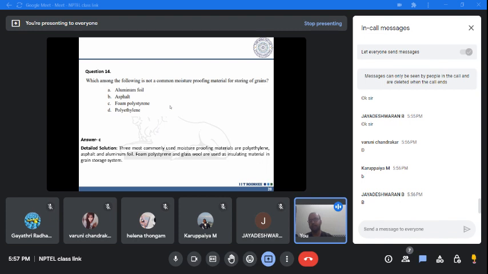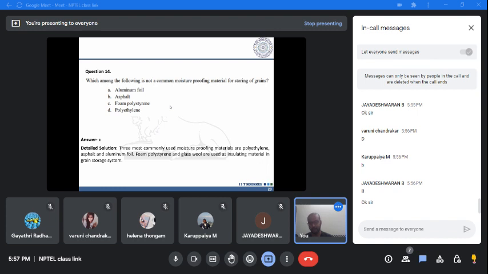They work as an insulating material between the layers, like the outer layer or inner layer, so that heat cannot be transferred from inside to outside or outside to inside. So option C is the correct answer.